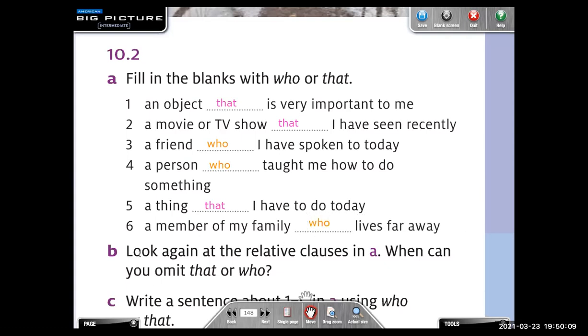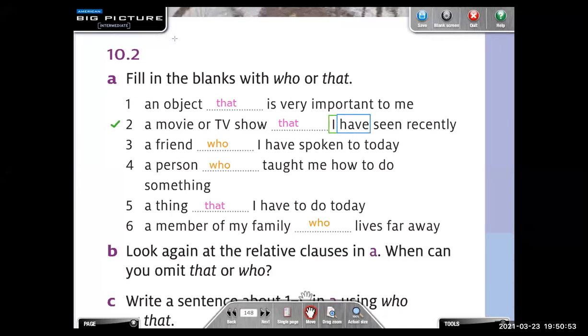In activity B, it says, look at the relative clauses. When can you omit that and who? In which of these sentences can we omit that and who? What do you think? Number 1. In number 1, can we omit that? No, teacher. No. What about number 2? Can we omit that? Yes. Why? Because it's followed by a subject and verb. Very good. It's followed by a subject and a verb, right?